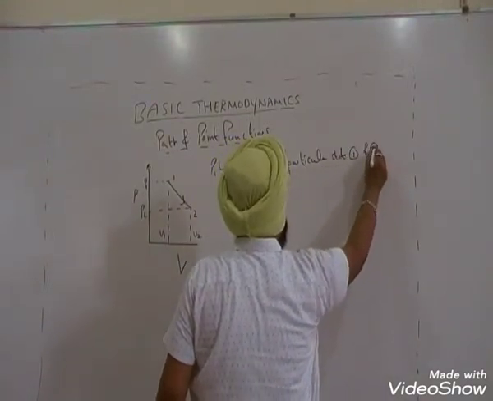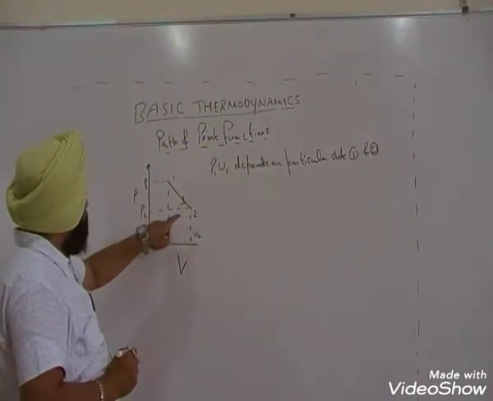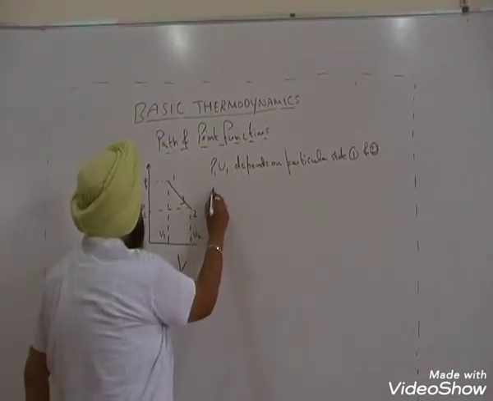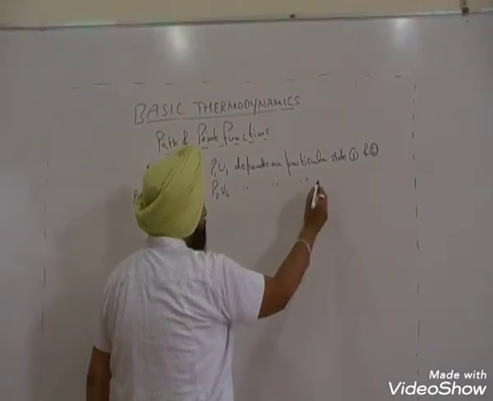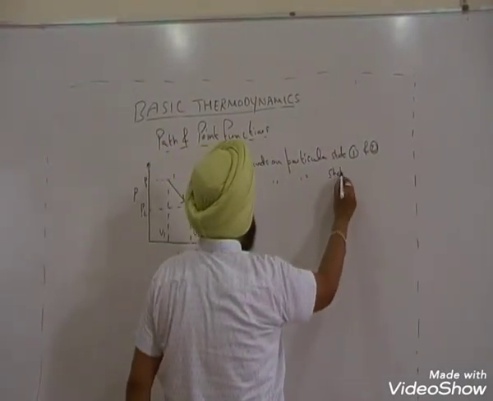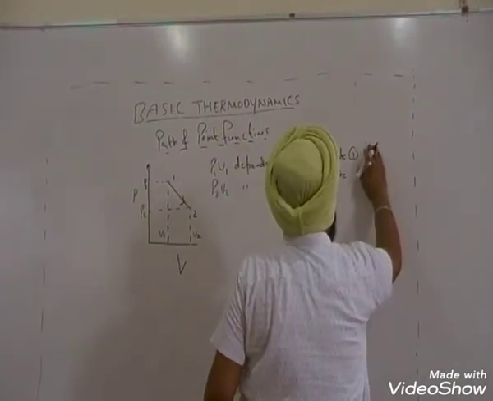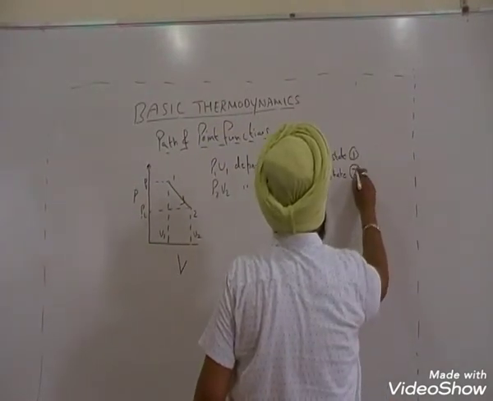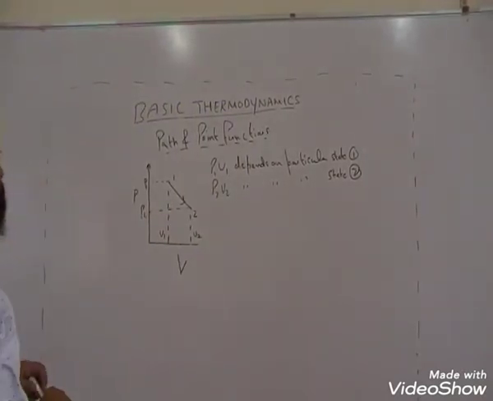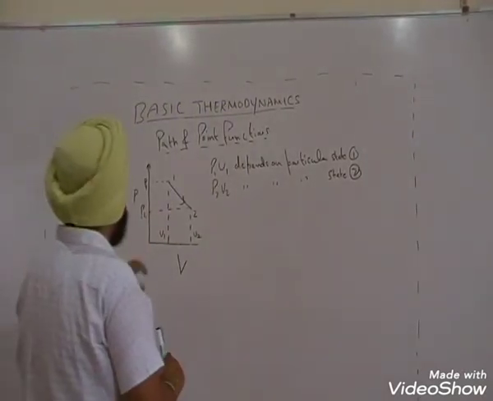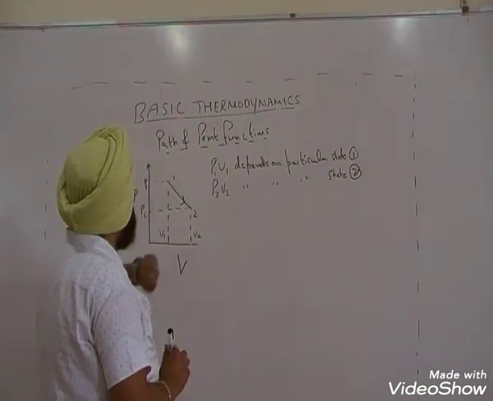Similarly, P2 and V2 depend on the particular state 2. So the point functions are those functions which depend on the particular states, so state 1 and state 2.